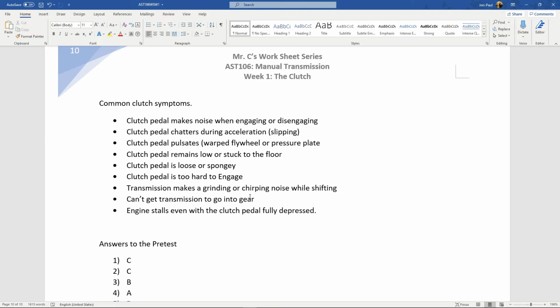The clutch pedal chatters during acceleration. So is this the clutch? Probably. What could it possibly be? A, it could be the friction material is worn out. B, it could be that the pressure plate is weak or broken. C, it could be that the flywheel mating surface has been scored, grooved, warped, any of those things.